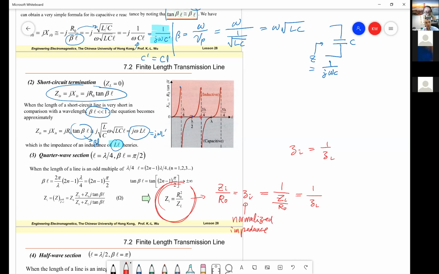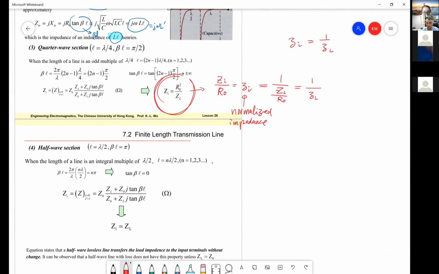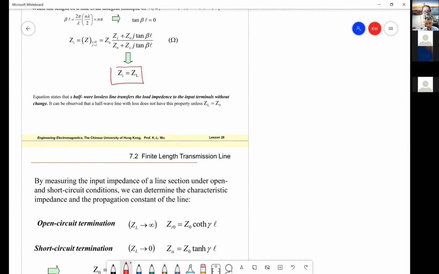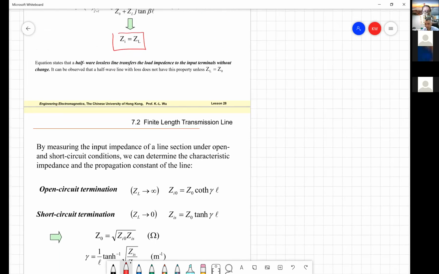For normalized impedance, normalized to whom? Normalized to characteristic impedance. It is completely reversed, okay? Every quarter wavelength is a reversal. Open becomes short, short becomes open. A resistor is still a resistor, but a different value, okay? So for half wavelengths, it is a repeat. We already see this phenomenon. So this is a very important property.